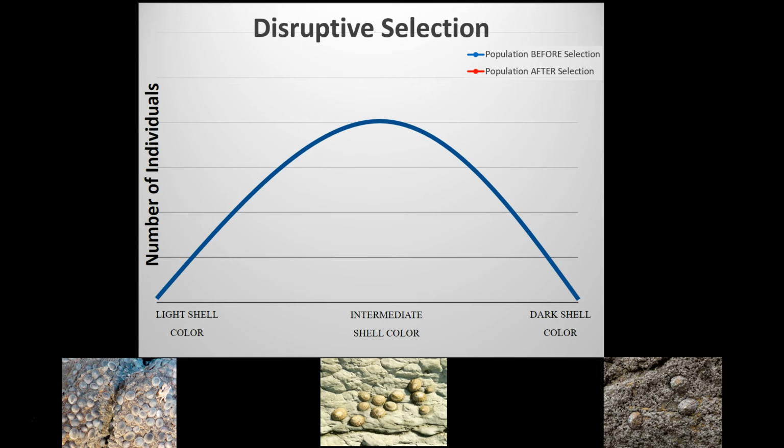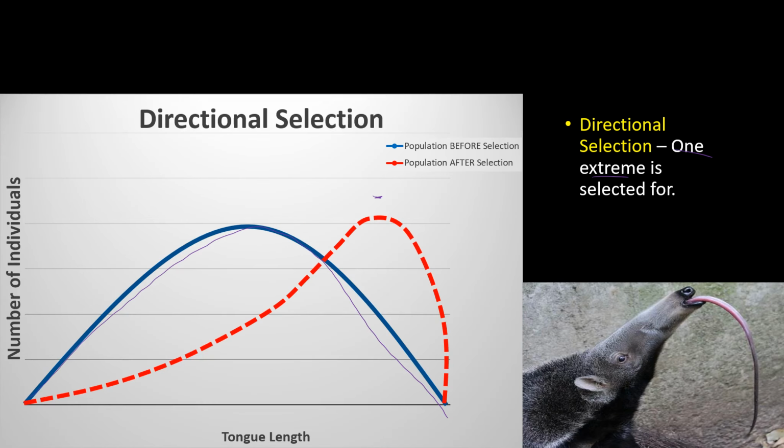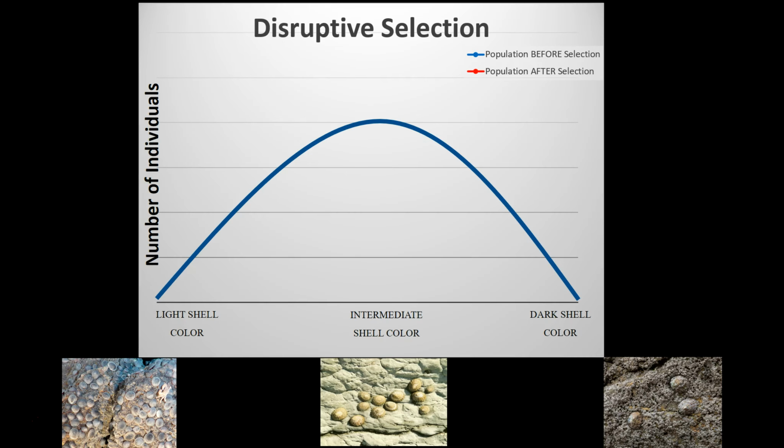Now the last one is disruptive selection. Let's say we have our population, and what ends up becoming selected for is not one extreme, like over here. In directional selection, it was one. In disruptive selection, we're going to have two different extremes that are selected for. So in this situation, we'll have these little critters called limpets. They're like sea snails, and we'll see that there's two variations of their color.